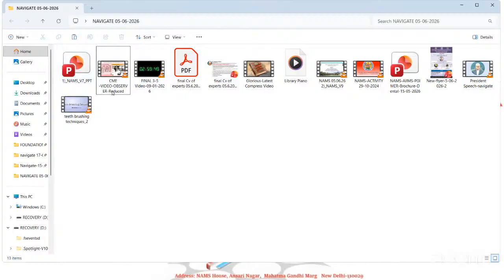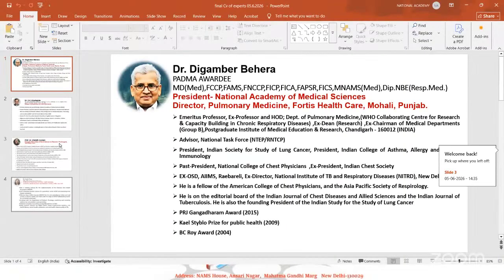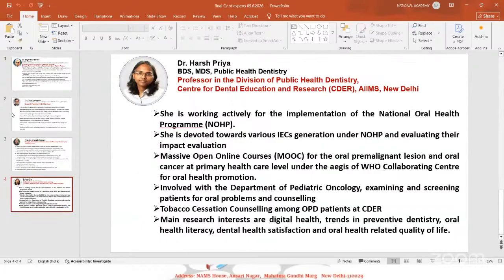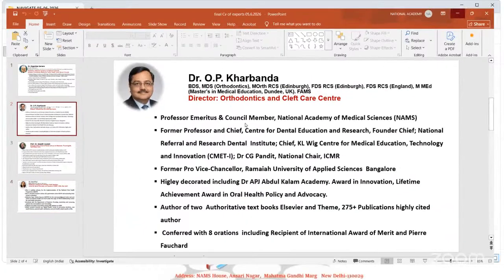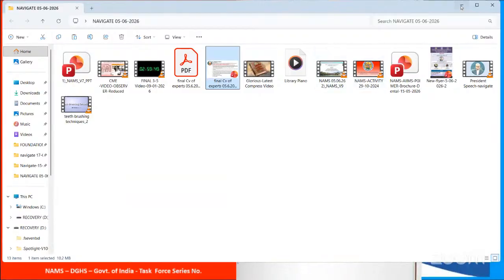NAMS has also started a new online NAMS Navigate CME and Navigate Medico CME program to assist in the development of competencies among PG students and share multimedia learning resource materials as e-library. NAMS has also started 21 task forces to address medical issues of national importance.